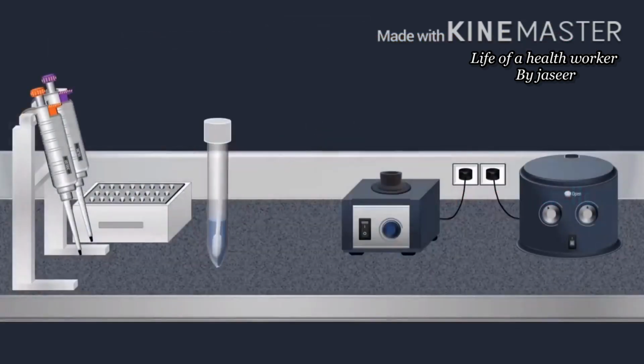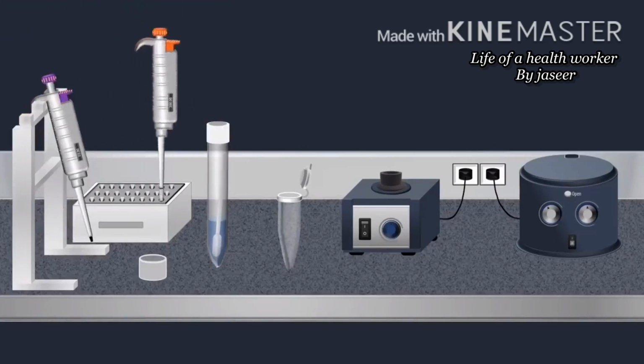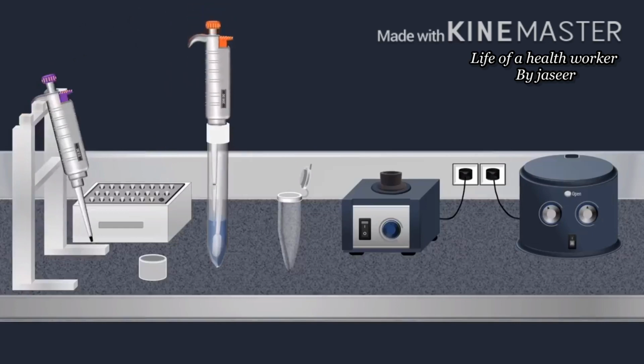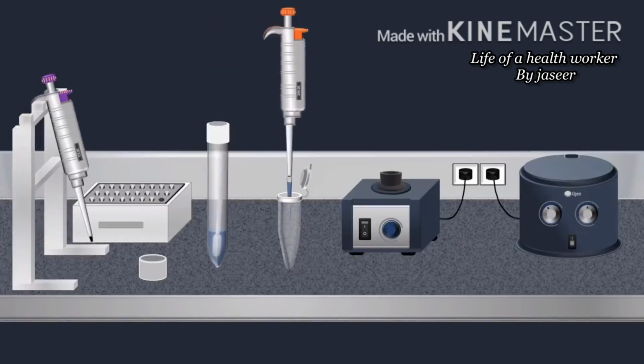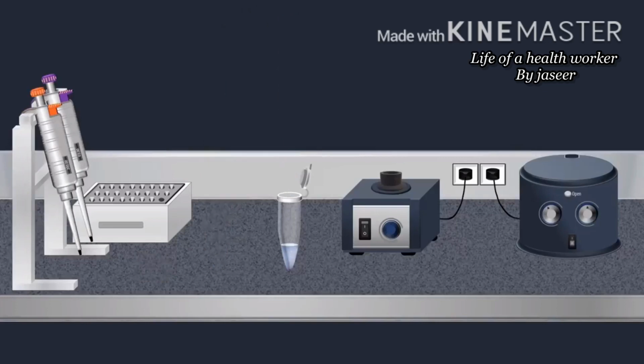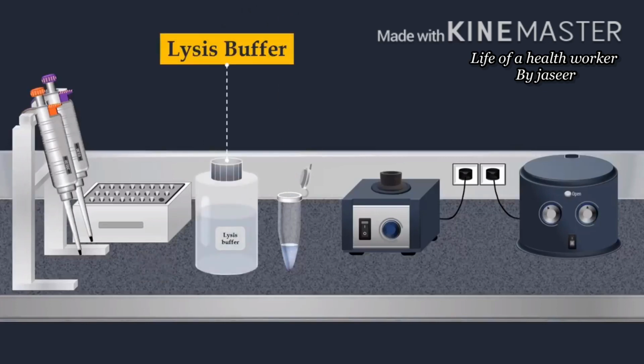To perform this method, viral RNA must first be extracted. Several RNA purification kits are available for convenient, fast and effective isolation. To extract the viral RNA using a commercial kit, the sample is first added into a microcentrifuge tube. Then it is mixed with a lysis buffer.